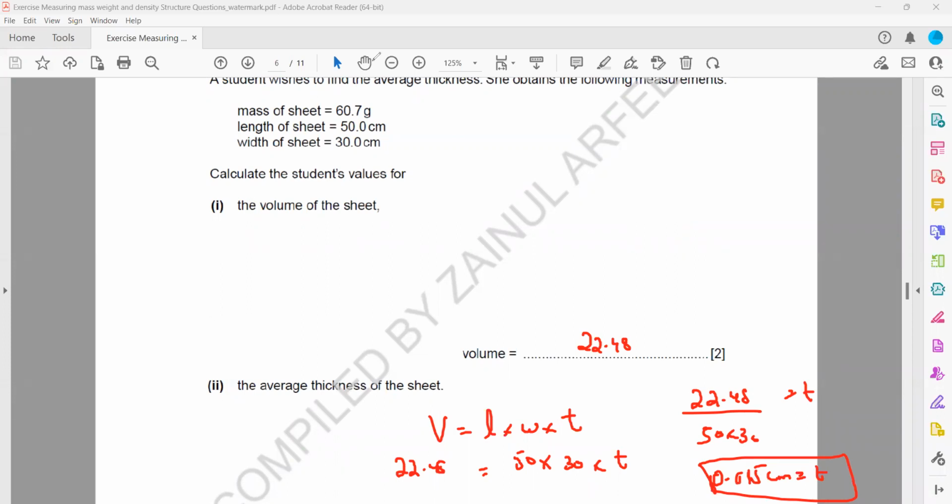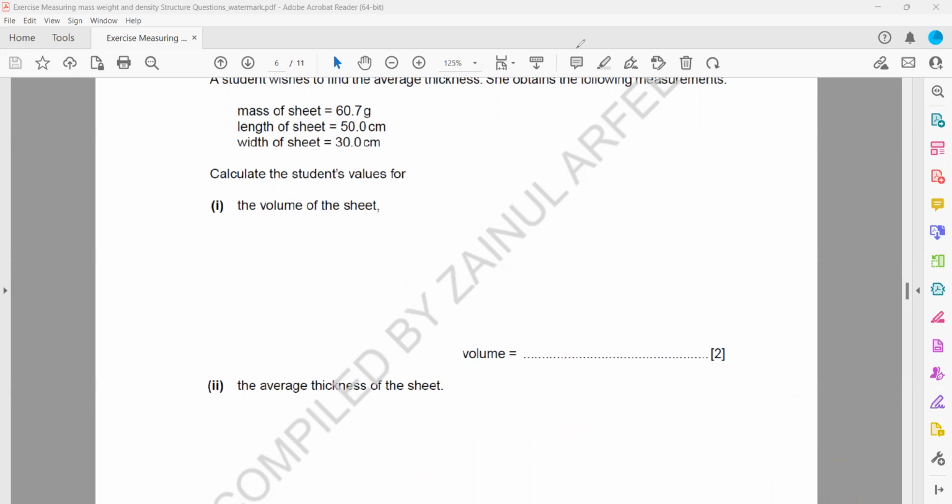So first we calculated the volume by using the formula that mass divided by density is equal to volume. And after getting the volume, we know that a rectangular sheet has a volume of length, width, and height or thickness. So we worked out the thickness.